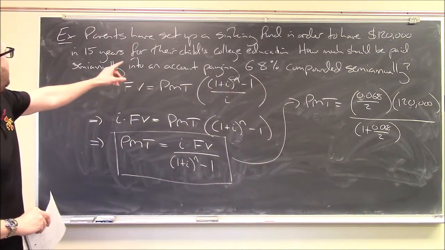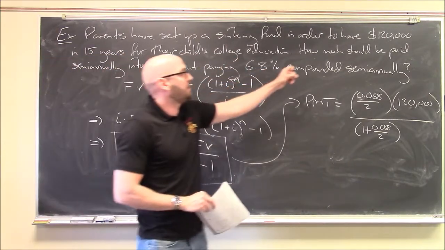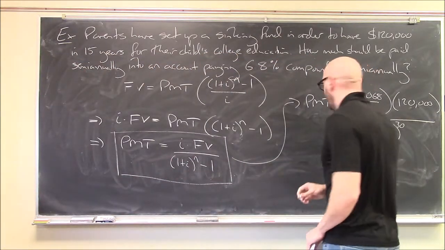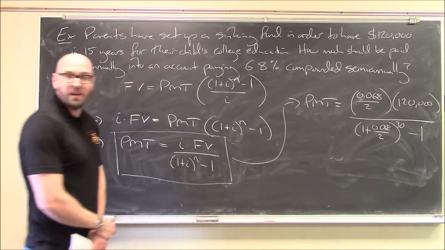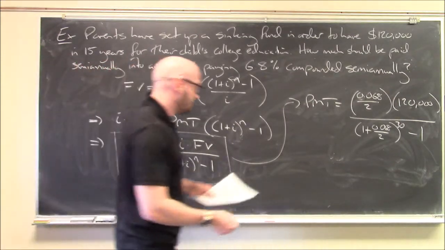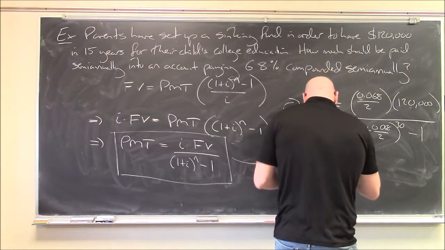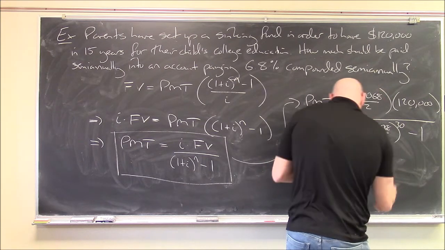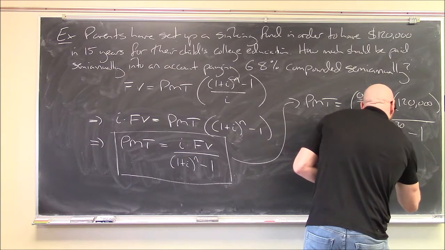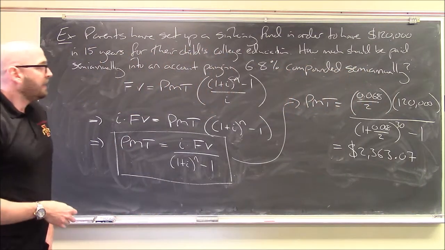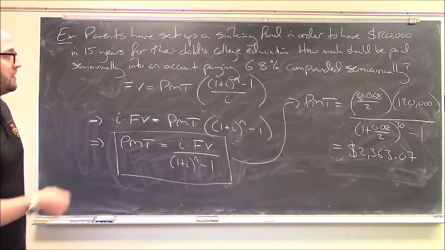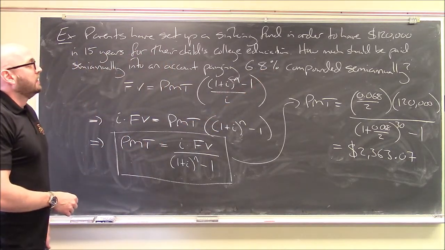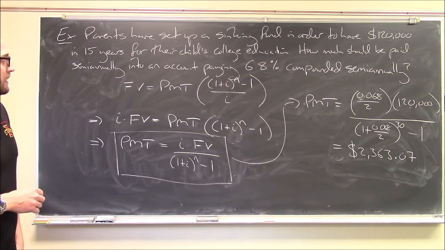So what's n? We're going 15 years total, and we compound twice per year. So 15 times 2, n should be 30. 30 total compounding periods, minus 1. And we plug this all into a calculator. Again, careful not to round anything until the end, but plugging this into a calculator and rounding to the nearest cent, I get 2,363.07. So this is the payment size. This is how much you want to deposit every 6 months into this account at this particular annual rate, so that after 15 years you will have $120,000 total.